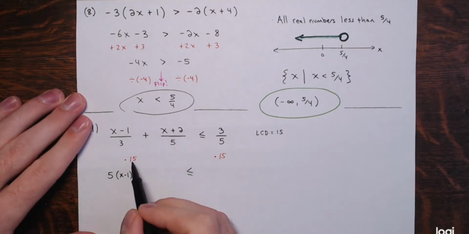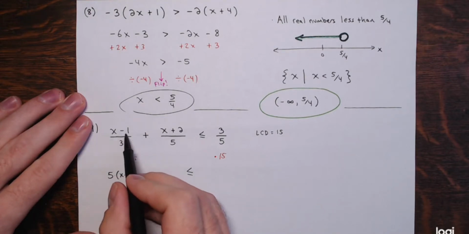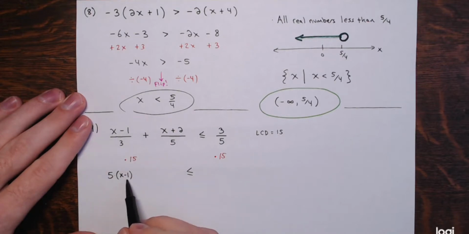Right? 3 goes into 15 5 times. You got a factor of 5. And then that 5 is being multiplied by the entire numerator, right? The whole quantity, x minus 1.